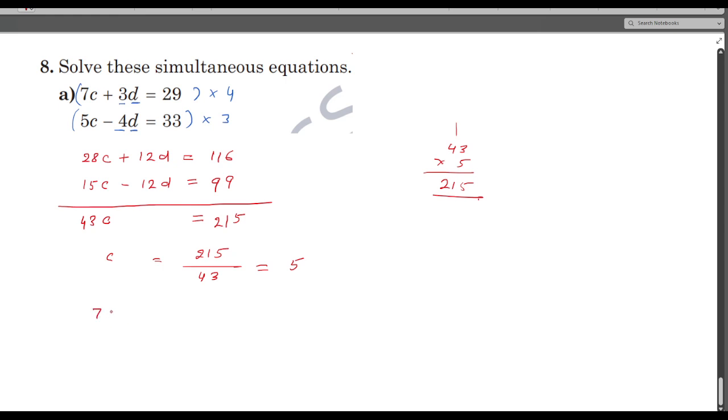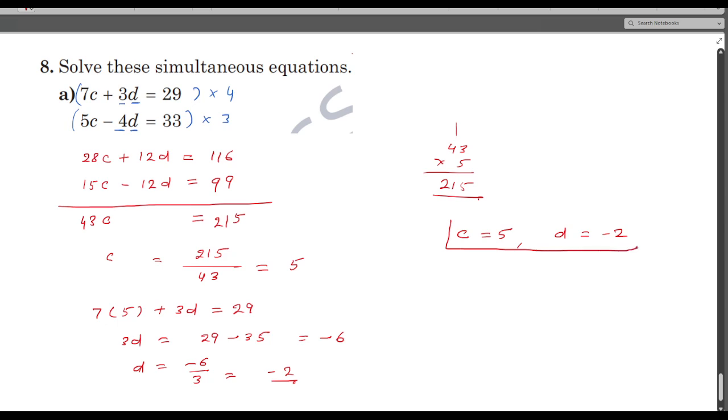Then 7c, that means 7 into 5 plus 3d will give me 29. That means 3d is equal to 29 minus 7 times 5, which is 35. So 29 minus 35 is minus 6. And therefore d is equal to minus 6 divided by 3, which is equal to minus 2. Okay. So the value of c is 5 and the value of d is minus 2.